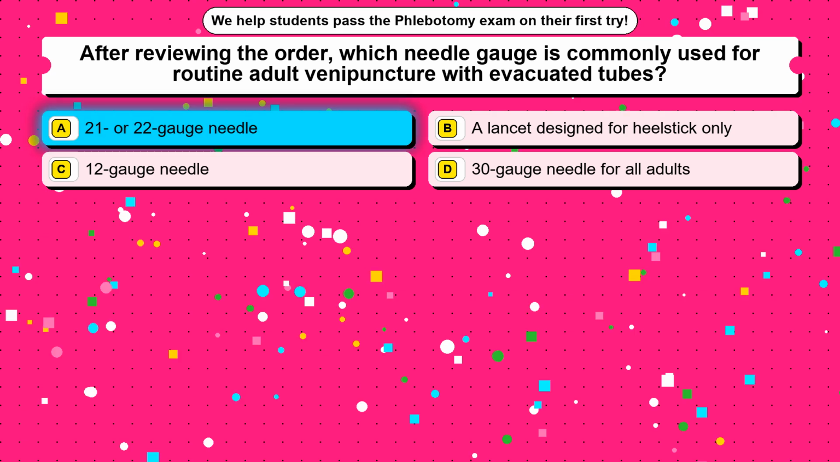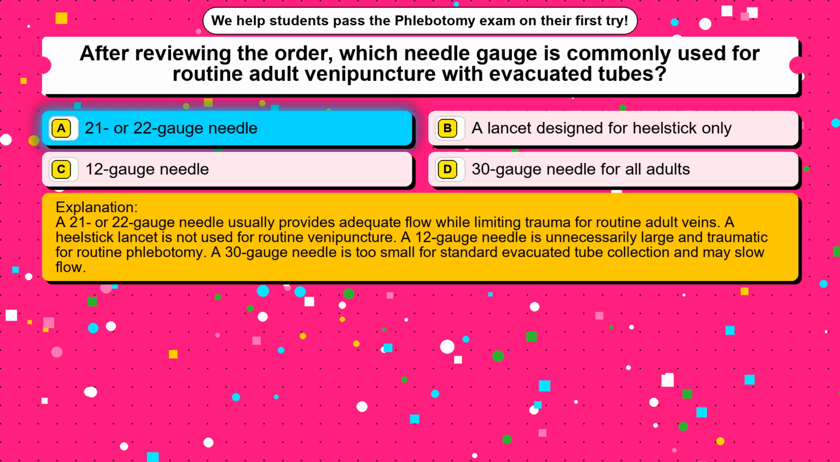The correct answer is option A. 21 or 22 gauge needle. A 21 or 22 gauge needle usually provides adequate flow while limiting trauma for routine adult veins. A heel stick lancet is not used for routine venipuncture. A 12 gauge needle is unnecessarily large and traumatic for routine phlebotomy. A 30 gauge needle is too small for standard evacuated tube collection and may slow flow.